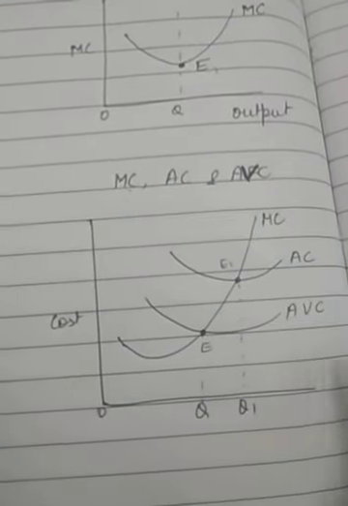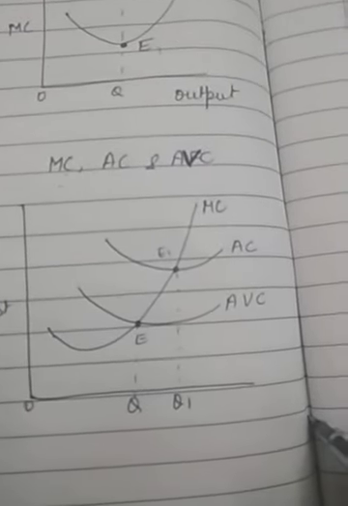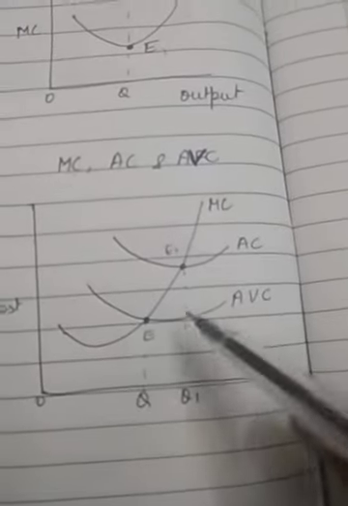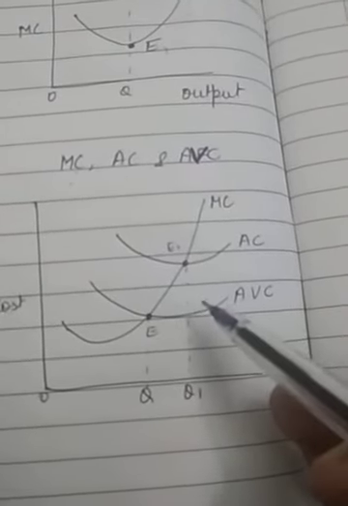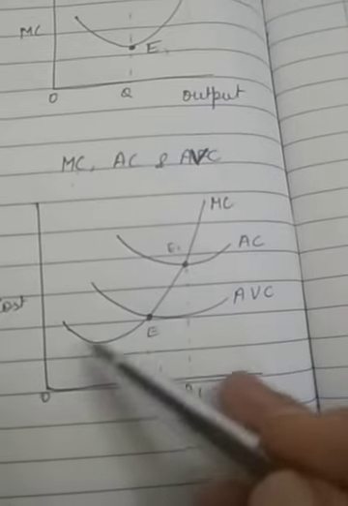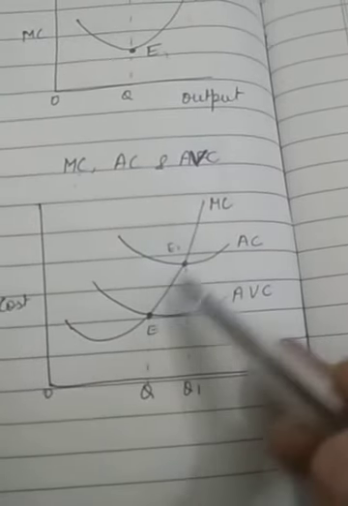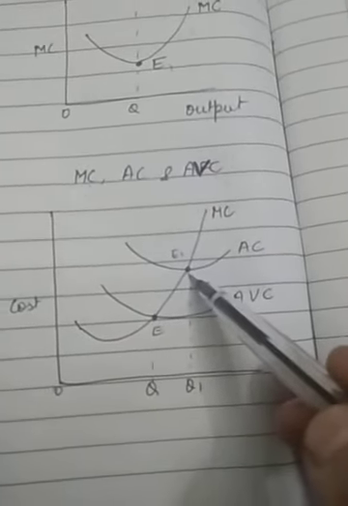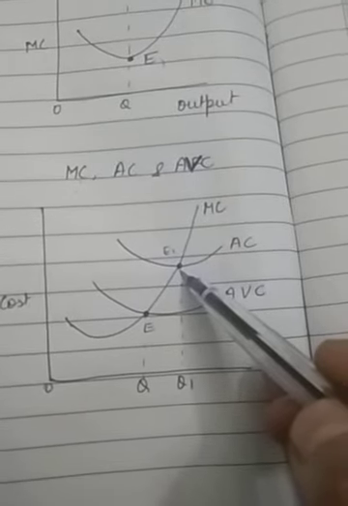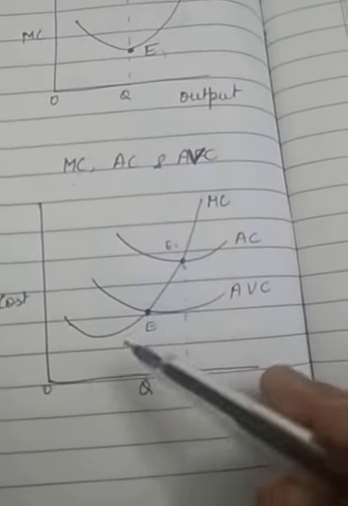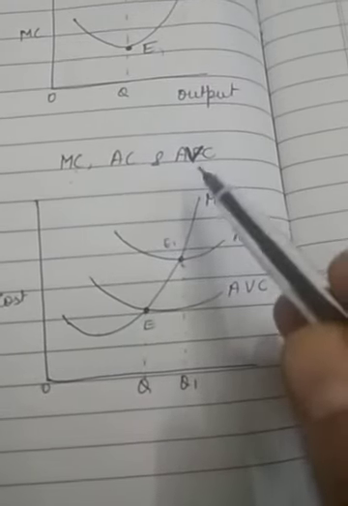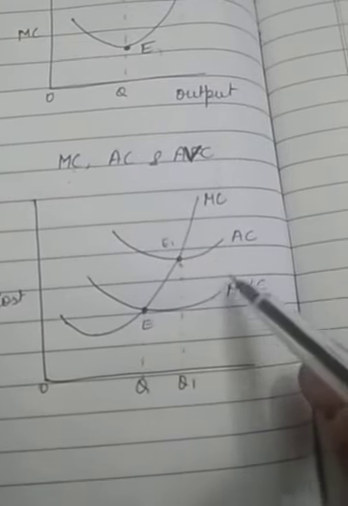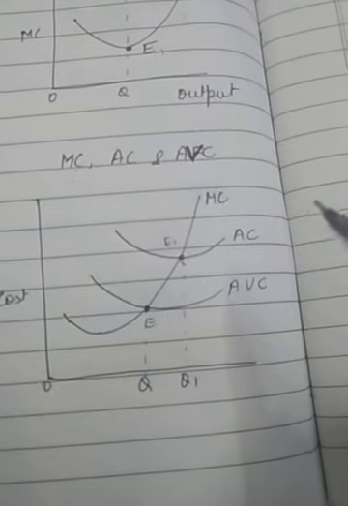Now listen to the relationship. First point, MC, AC and AVC: all three curves are U-shaped because they fall up to a point. Here is the minimum point, this one minimum point, this one minimum point. They fall up to a point, reach their minimum and then they start rising. After reaching its minimum point, MC starts rising, AVC also starts rising, AC also starts rising.